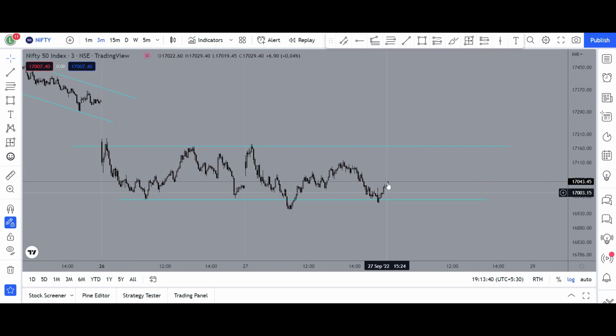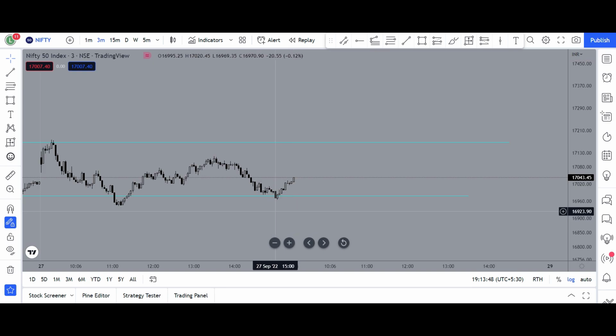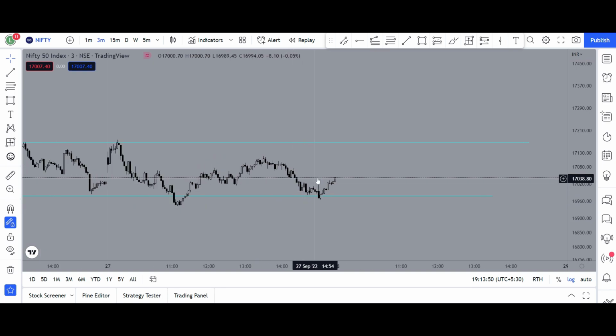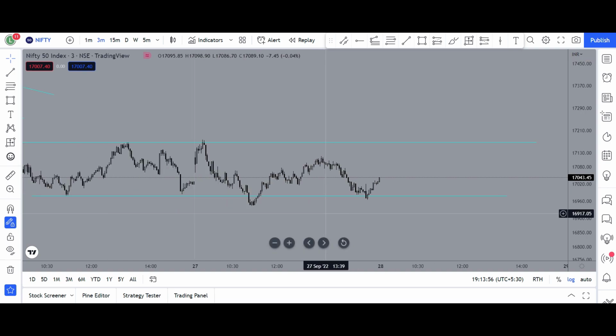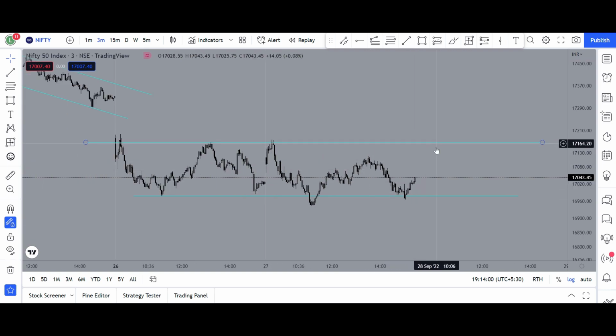For tomorrow, our bias is still positive. From here, this breakout has failed to the lower side. This was a huge candle, as you can see at 3 p.m. exactly, and this candle was not getting a follow through downside. That means sellers were not enough. So we will be looking for a long entry somewhere in this area.